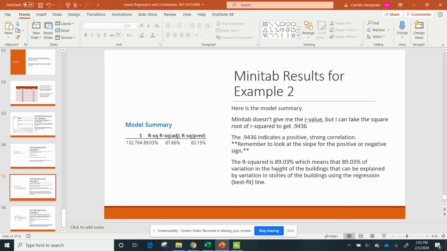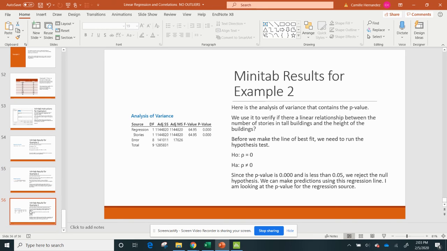I'm thinking because that variation is so strong, let me go look at my r value. Again, I convert 89.03% to a decimal, and then I take the square root of it. So I get 0.9436, and that is a positive, strong correlation. Remember, I know it's positive because my slope was positive.